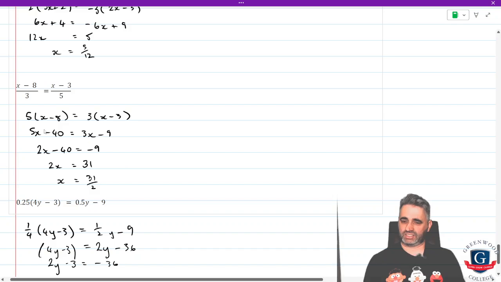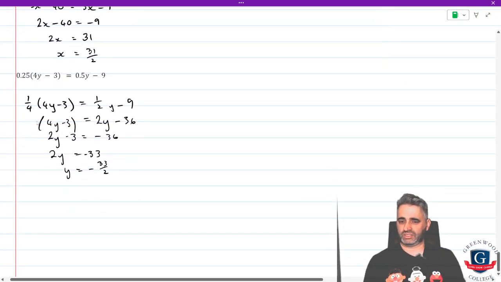Now here I start to skip steps. You would have noticed that that just goes up here, that just goes up there. You end up with this expression here. Multiply that out, collect the terms, simplify, end up with x = 31/2.